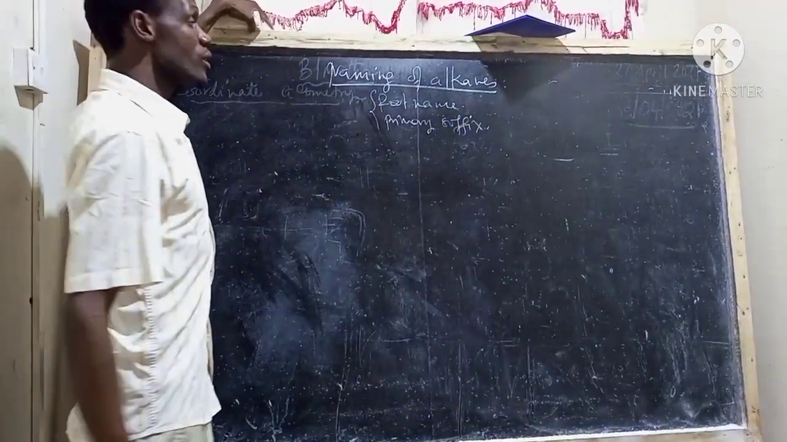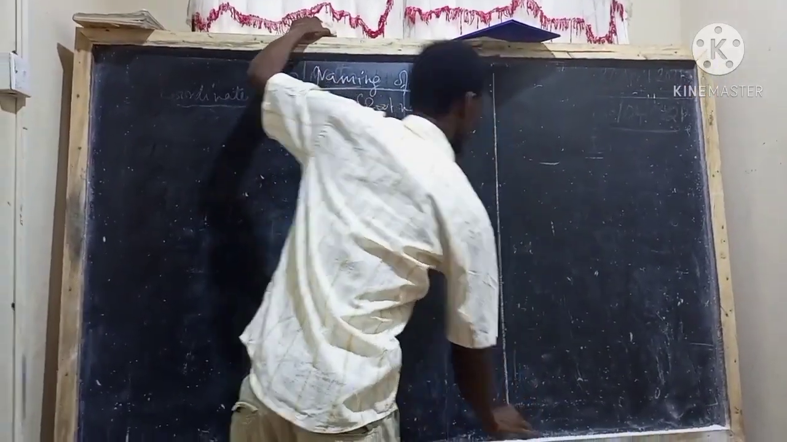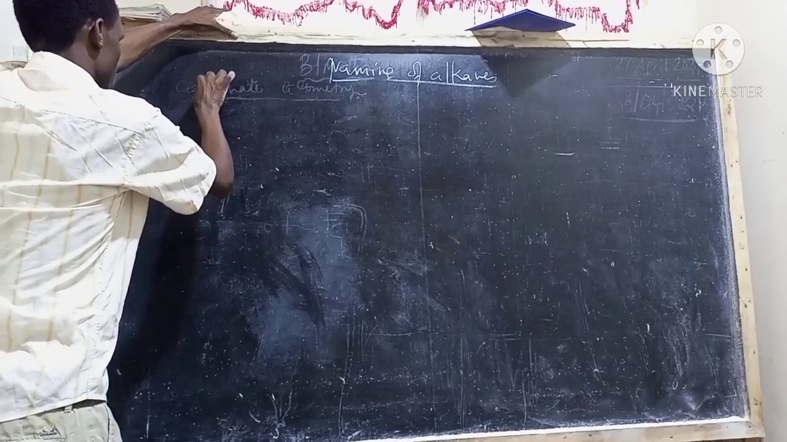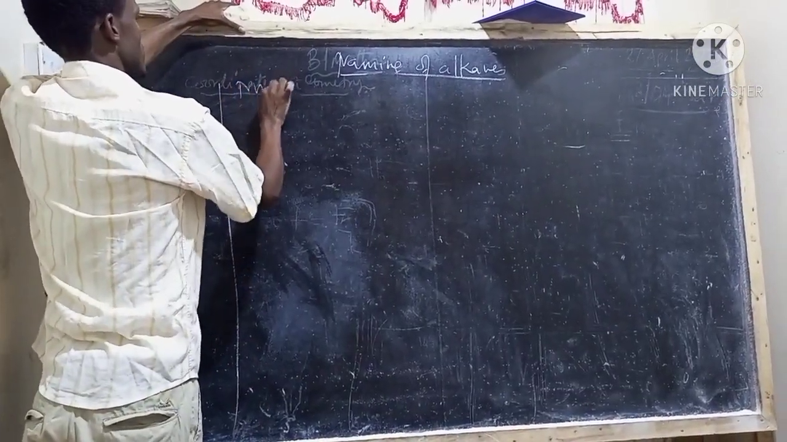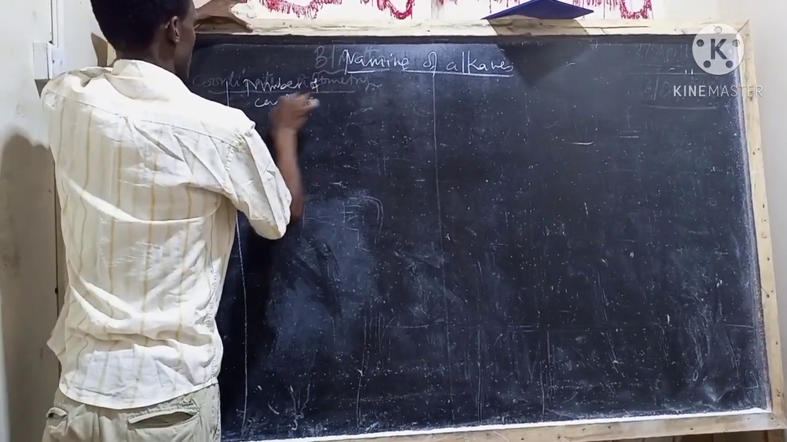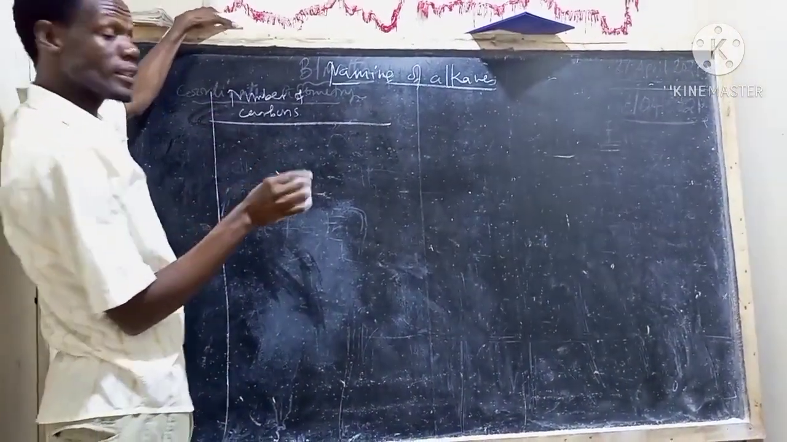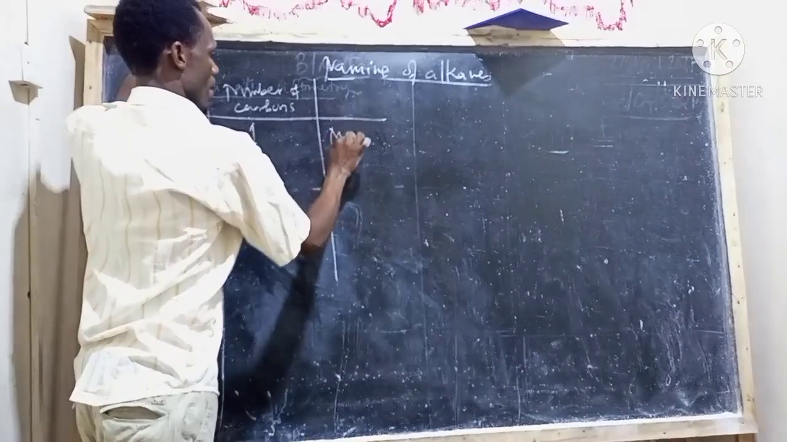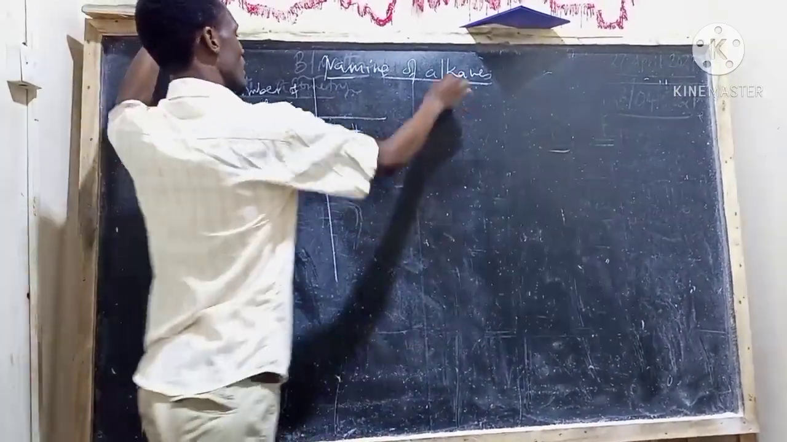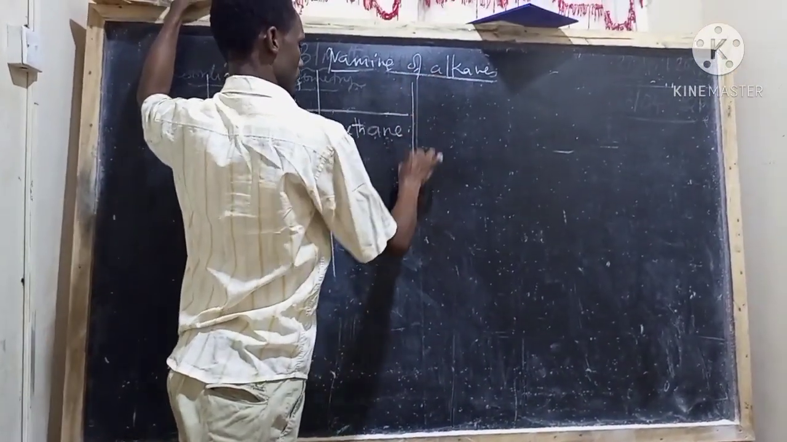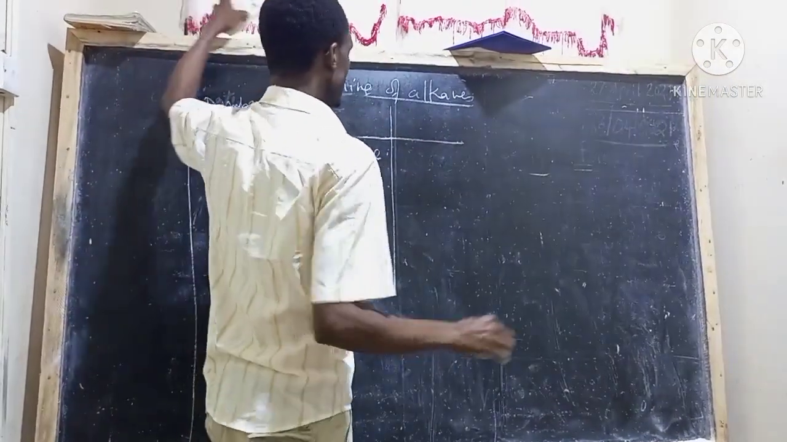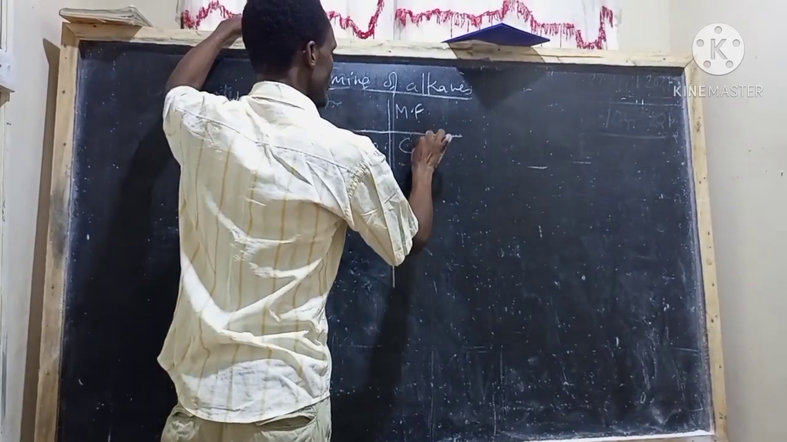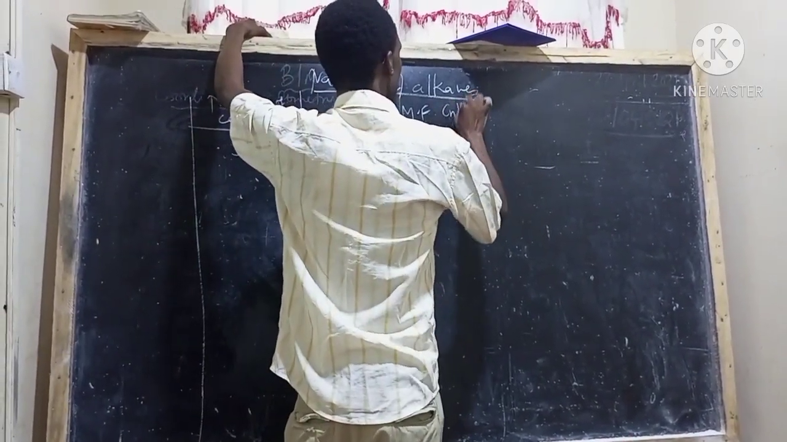Therefore, if now we may start, let us use the table here, number of carbons. The one that has one carbon, its root name is called meth. But because of alkane, we call it methane. And its molecular formula will be equal to CH4, according to the general formula CnH2n+2.